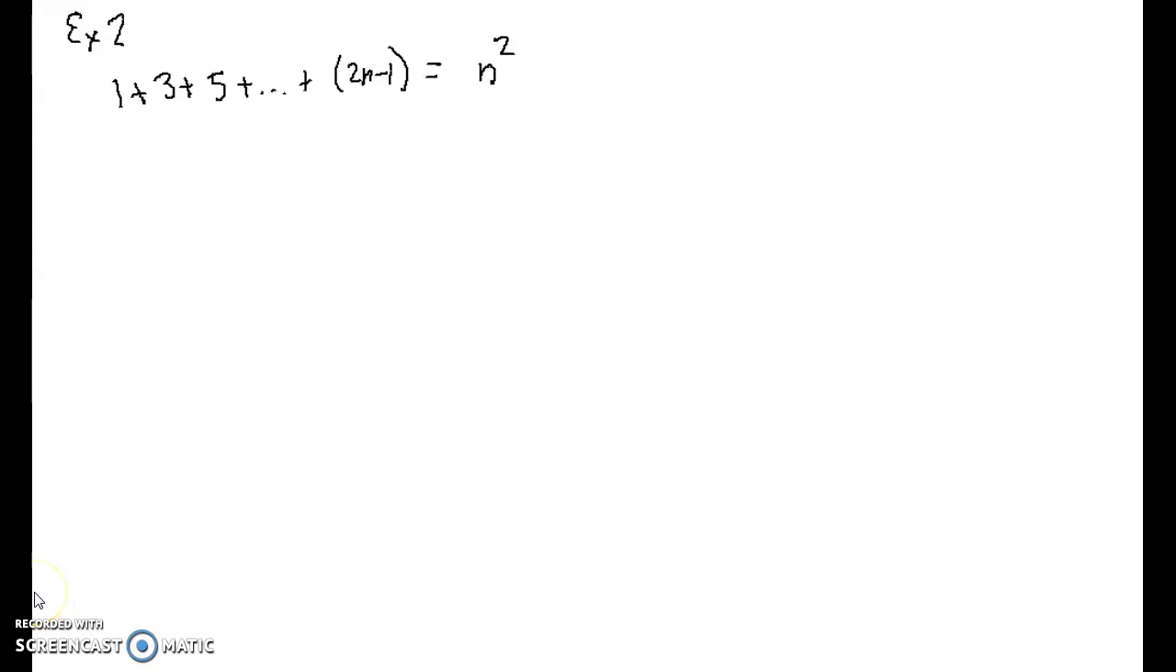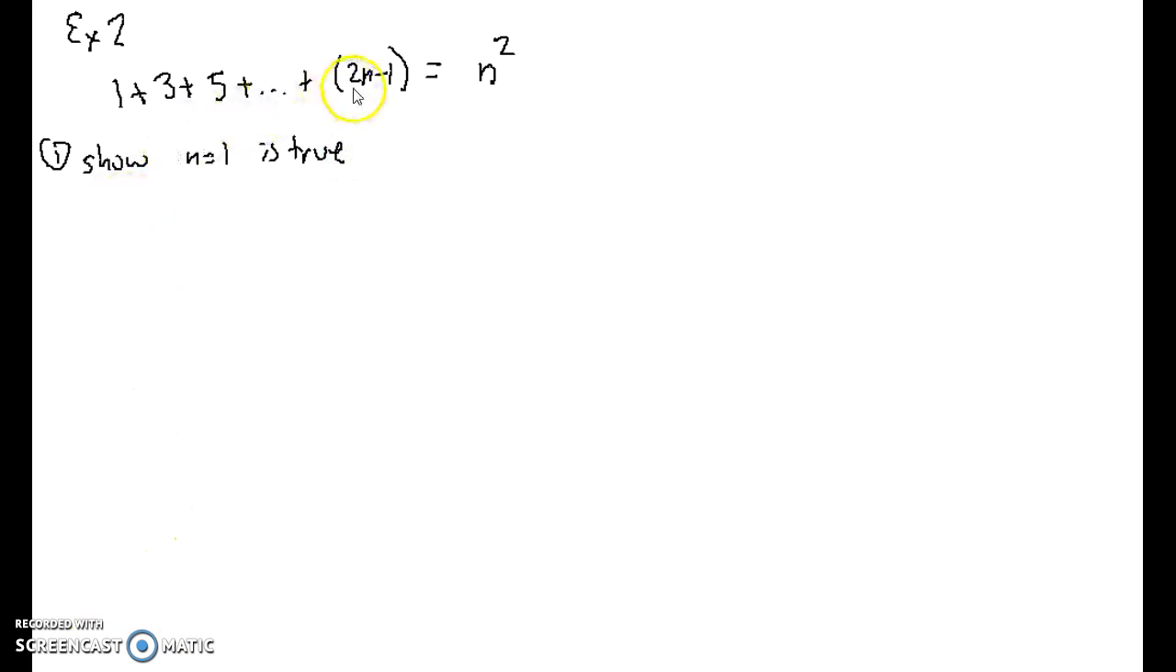Okay, so let's resume with example number 2. 1 plus 3 plus 5 plus dot dot dot plus 2n minus 1 is equal to n squared. So step number 1, we are going to show that n is equal to 1 is true, right?